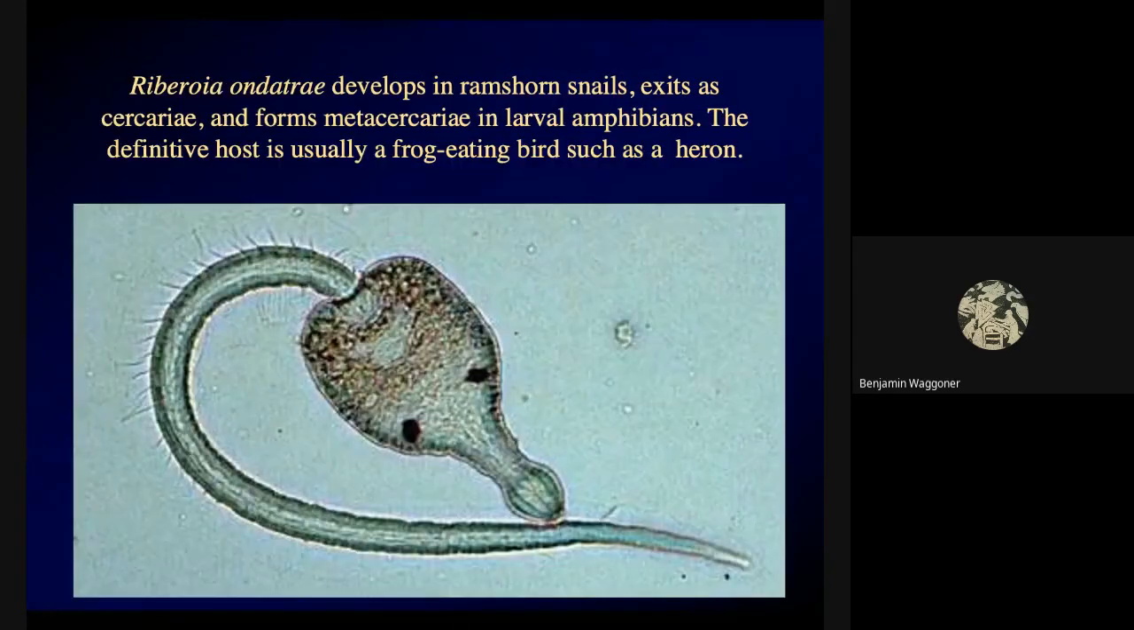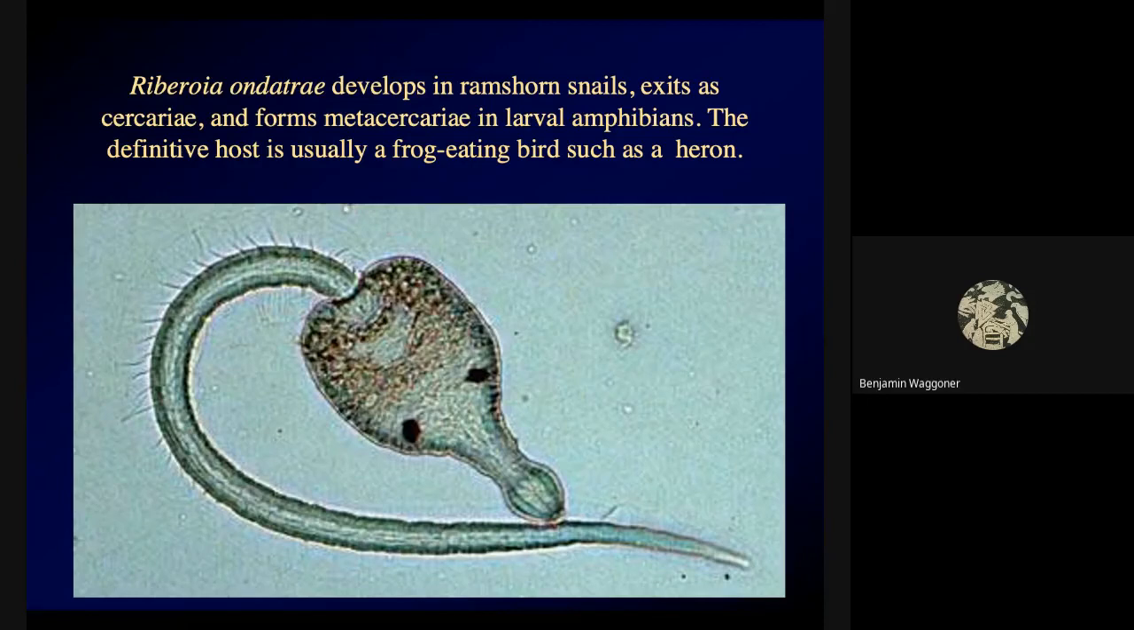And then Riboroia ondatri develops in ram's horn snails. That's just a particular group of snails that are coiled in a particular way. They leave the snails as cercariae, and the metacercariae form in larval amphibians, tadpoles. Those get eaten by the definitive host. Usually that's a frog-eating bird, such as a heron. Although ondatri means belonging to otters, so these might be able to live in mammals as well, just judging by the Latin name, which you can't always do.